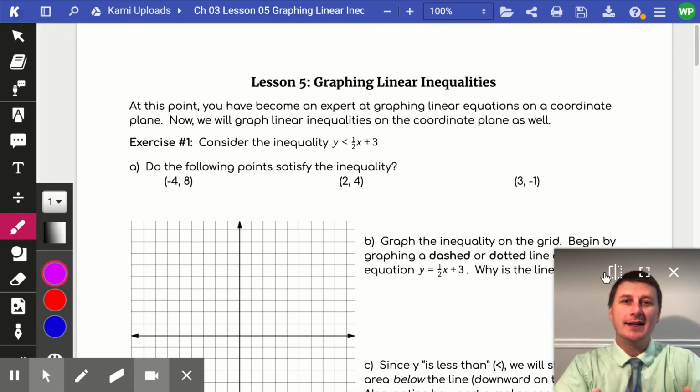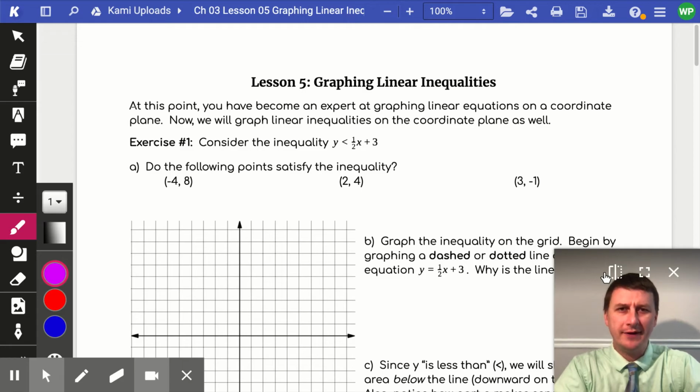Algebra 1. And in this video, we're going to begin graphing linear inequalities. Now, if you haven't watched the videos for lessons 1 through 4 in this chapter, I suggest you go back and check those videos out because they might be very helpful for what we're going to be doing right now in lesson 5. It says, at this point, you have become an expert at graphing linear equations on a coordinate plane. Lessons 1 through 4. Now we will graph linear inequalities on the coordinate plane as well.